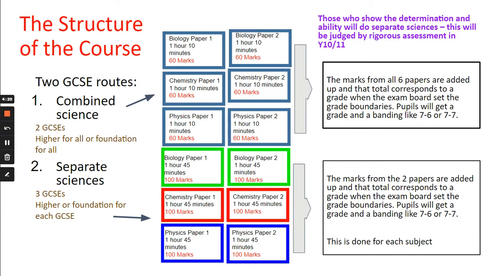Now, in terms of options, you don't really have an option for science. So it's a core subject, everyone's got to do it. But we do have 2 different courses. And those 2 courses are combined science and separate science.